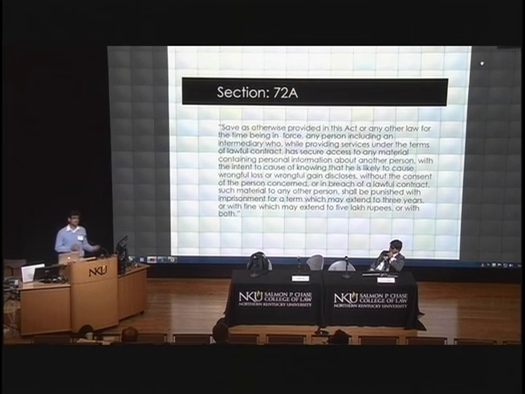Now 72A is slightly different. This is not about reasonable measures. 72A talks about someone who's collecting information with a malicious intent, right? And so this is talking about criminal liability and not just civil liability. So these are the two main sections that deal with privacy.